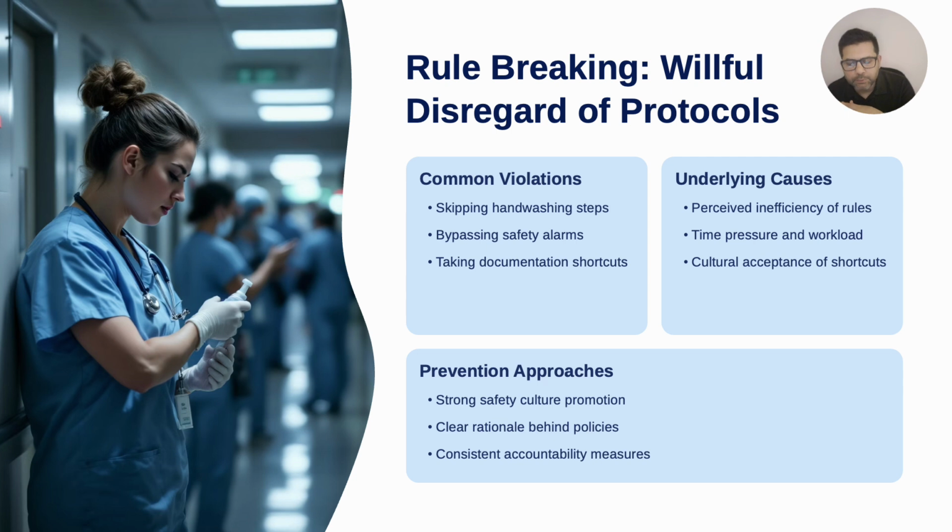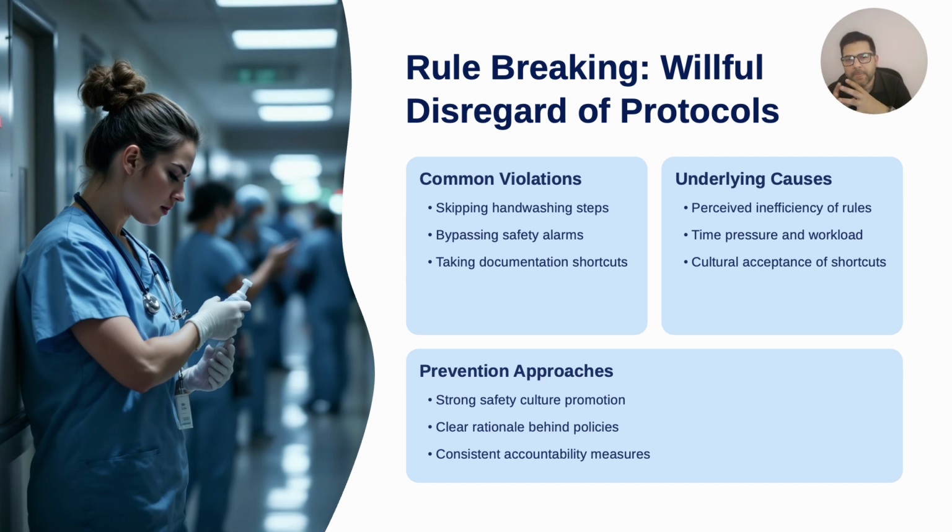So let's move to the next one. And this next one is a bit different. Willful errors or rule breaking. These are errors that happen when someone consciously decides to bypass a rule or a protocol, even if they know it exists. They might think they know a faster, easier, or a better way, or they might just feel the rule is unnecessary in that specific moment.